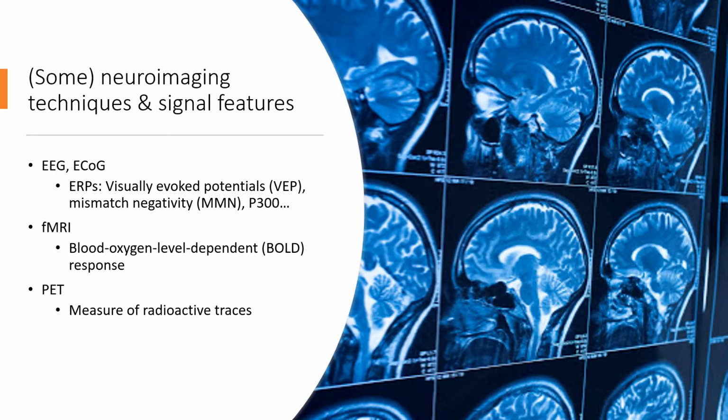And what kind of neuroimaging techniques can we use for BCIs? Some BCI studies have used EEG, ECoG, fMRI, and PET. And as we know from the previous lectures, some signals that can be derived from EEG and ECoG are visually evoked potentials, mismatch negativity, and the P300. And when we look at fMRI, we have the BOLD response, so the blood oxygen level dependent response. And PET scans require the injection of a radioactive marker to measure brain activity.